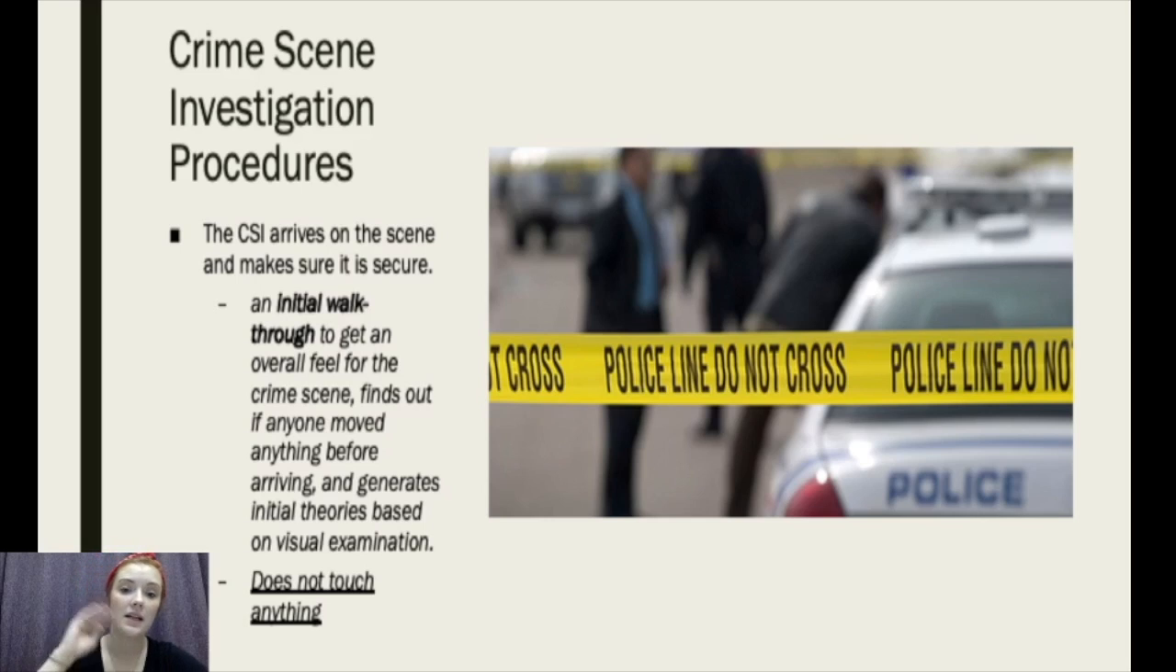What we're going to do is an initial walkthrough because we want to get an overall feel for the crime. So we want to figure out if anything's been moved, say something like windows have been broken, anything strange has been left out. So any type of feel for a crime scene. Sometimes a crime scene can have a malicious intent feel to it, and other times maybe it doesn't.